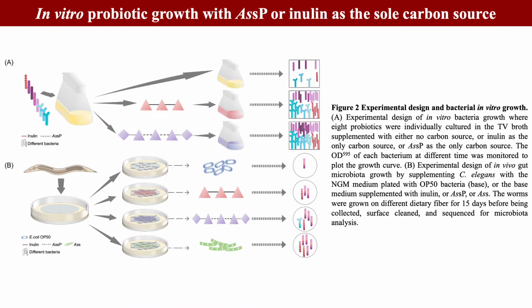In the following, probiotic bacteria were selected and cultured in a medium where either inulin or AssP was offered as the only carbon source, and each bacterium's growth was monitored. Additionally, an in vivo experiment was performed by providing C. elegans with either inulin, AssP, or ASS on the basic NGM as a dietary fiber supplement. The gut microbiota of C. elegans were then sequenced.